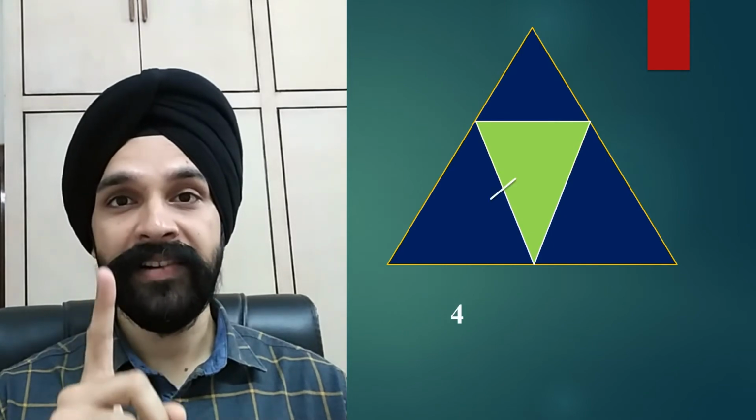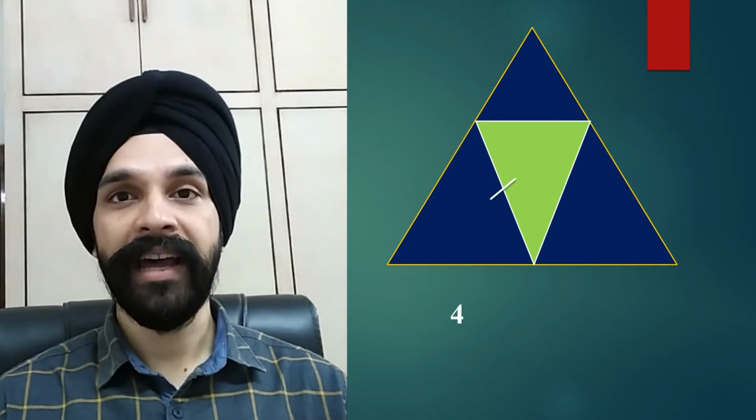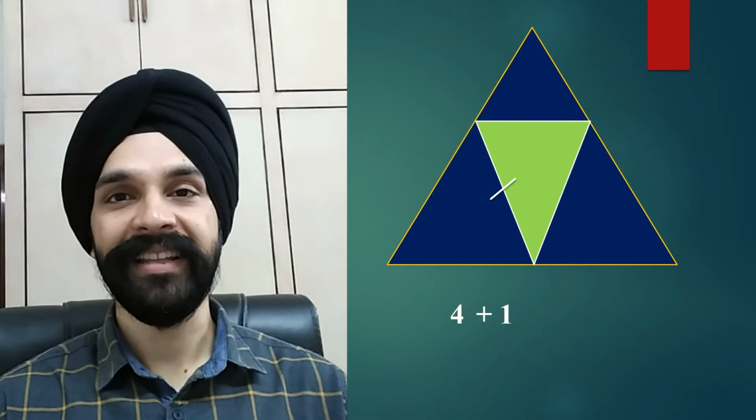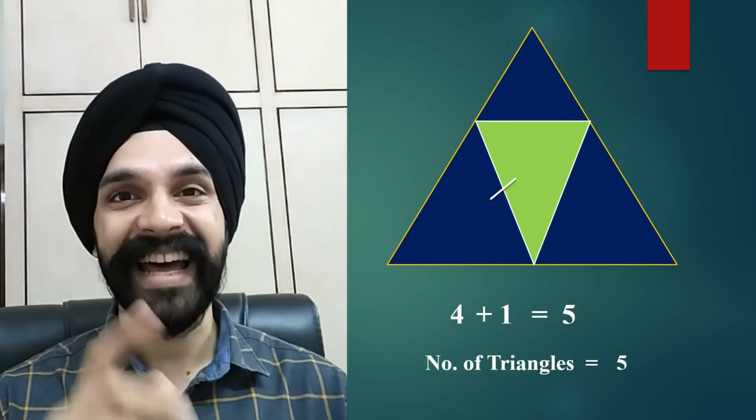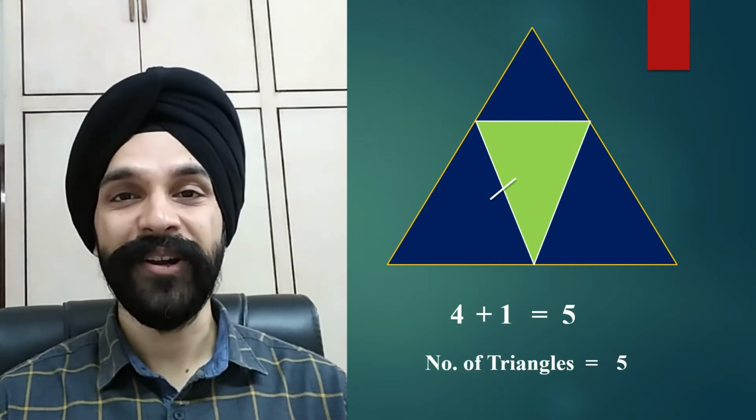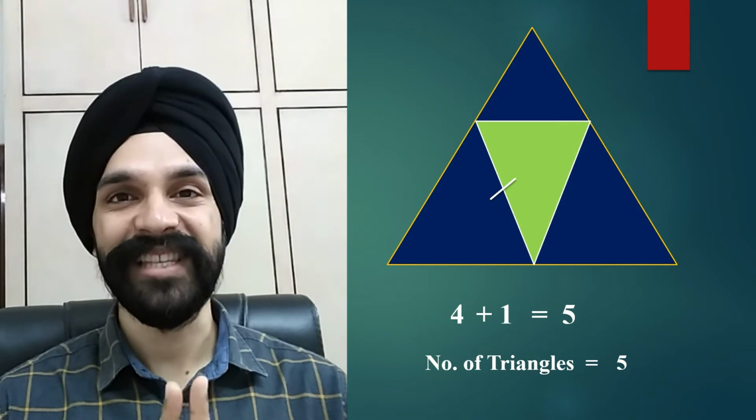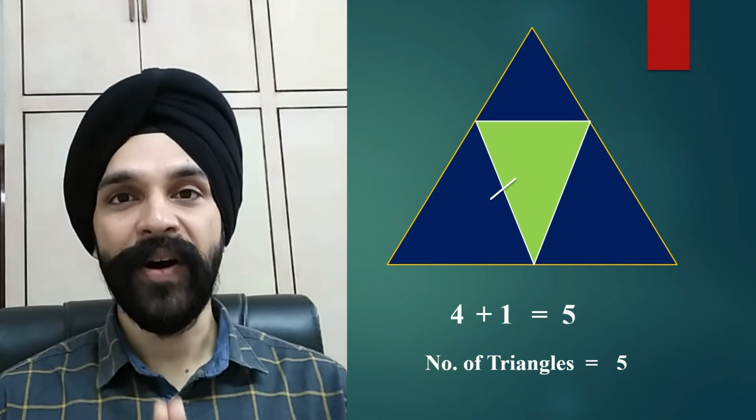So there is one inner triangle, we'll write 4 and we'll add 1 to it. That is 5, and that's our answer. The number of triangles in this figure is 5. Easy? Okay, let's write it out with one more figure.